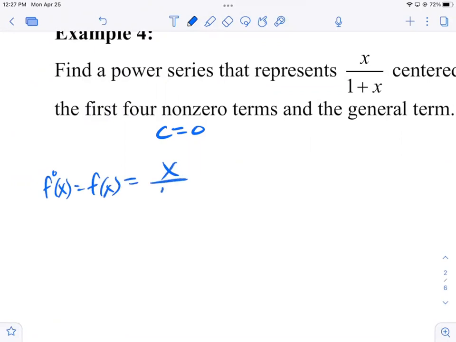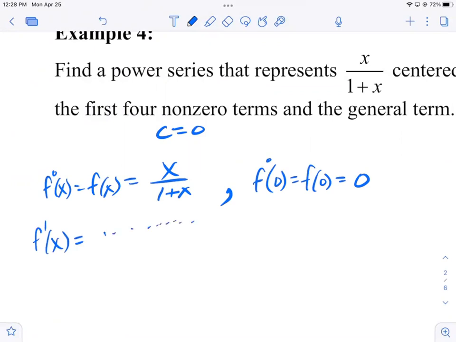which is x over 1 plus x. And so then the 0th derivative at the center, which is the same as f of 0, that's going to be 0. Okay, now I need the first derivative of x. Oh, crap, I have to ho-de-hi it now, right? Ho-de-hi minus hi-de-ho over ho-ho, and then plug in a 0.